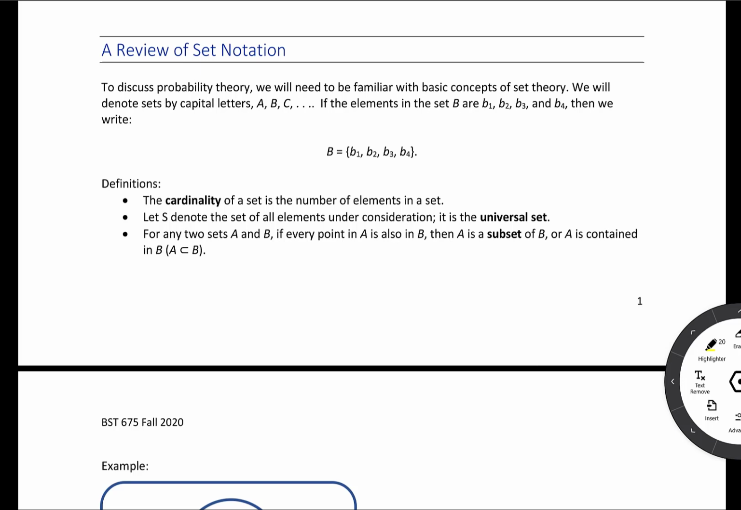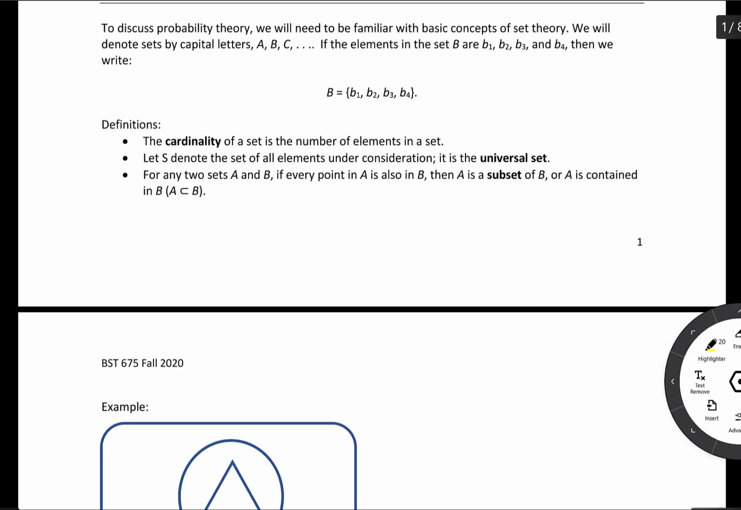All right, we're going to look at some relationships between sets. And so the first one we're going to look at is a subset. So for any 2 sets, A and B, if every point in A is also in B, then we say A is a subset of B, or we could say that A is contained in B.